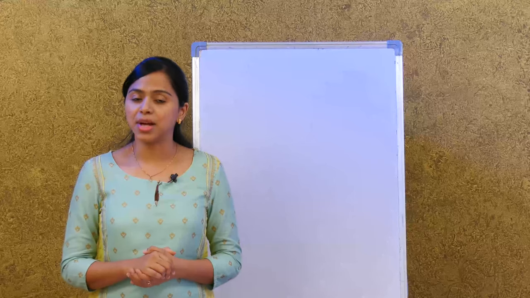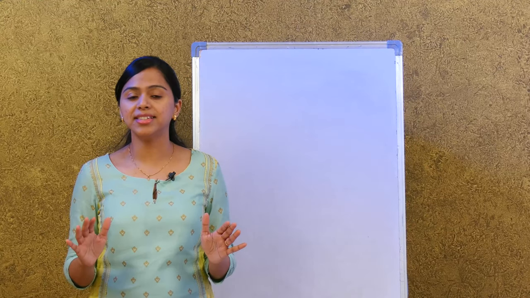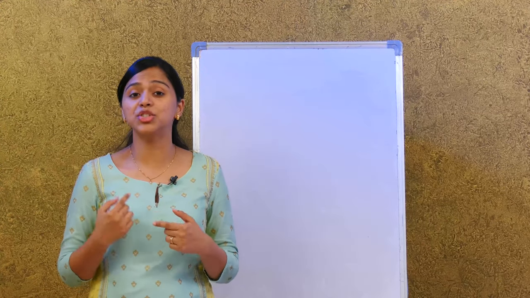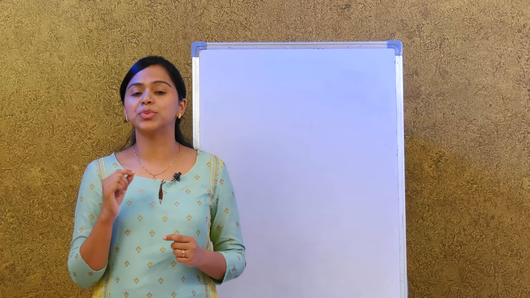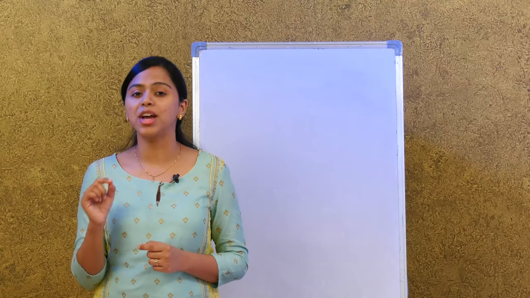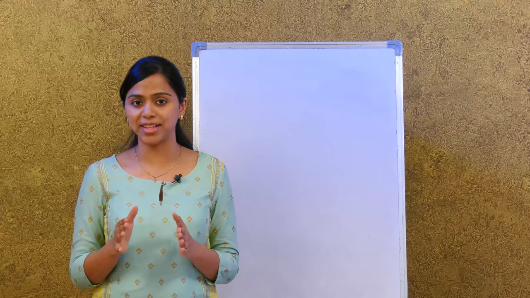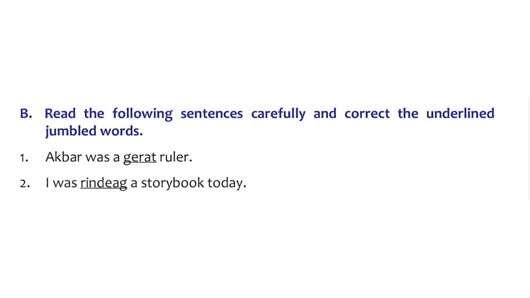Now, the next activity here is the entire sentence is not jumbled, but there is only one word which has jumbled letters in it. There is one word that has been underlined for us. We have to change the letters and put them in the right order with the right spelling, and let's see what it means. Akbar was a dash ruler. If we change the letters, it would be spelled as G-R-E-A-T. So it is great.